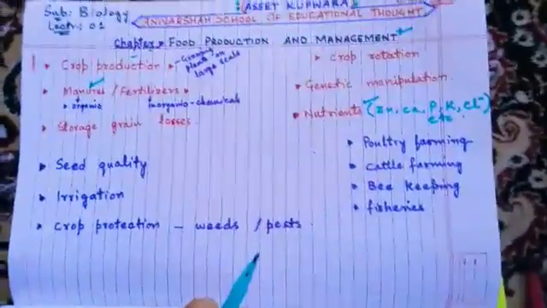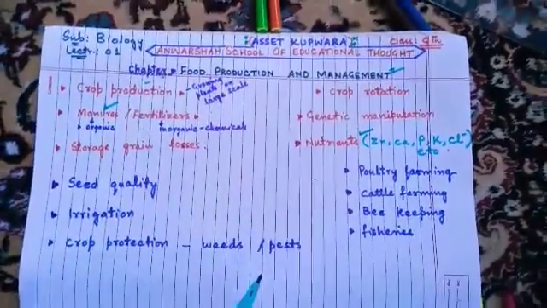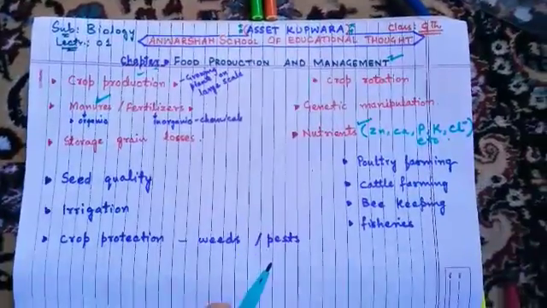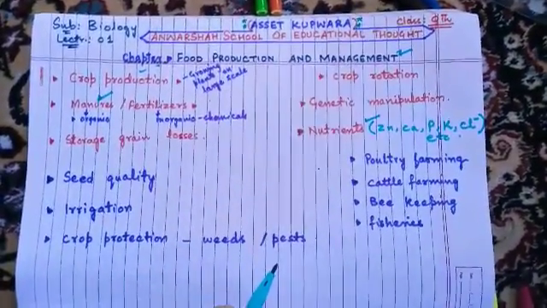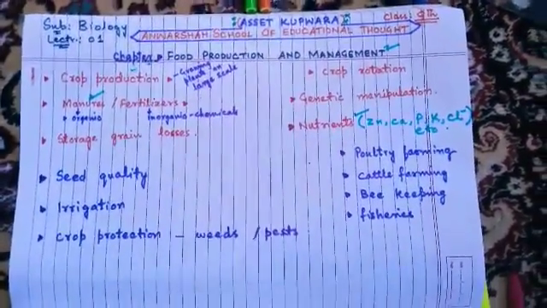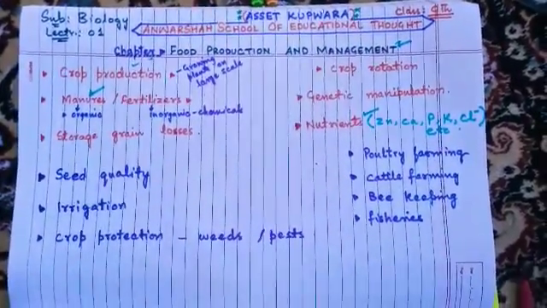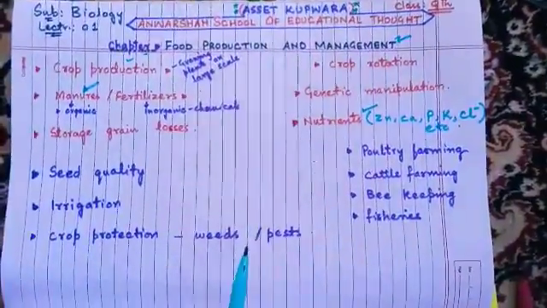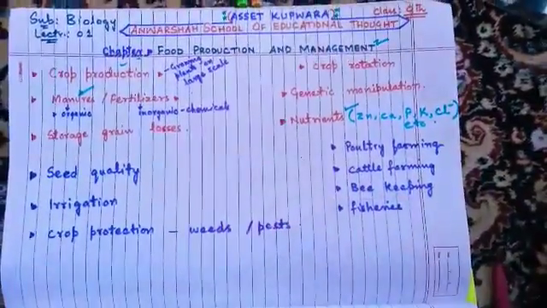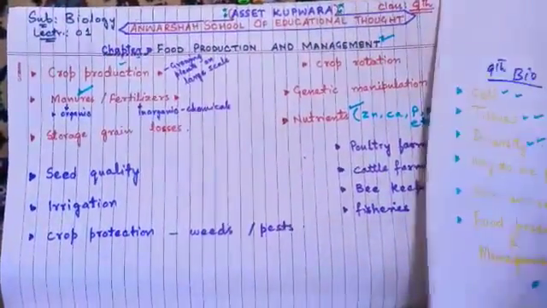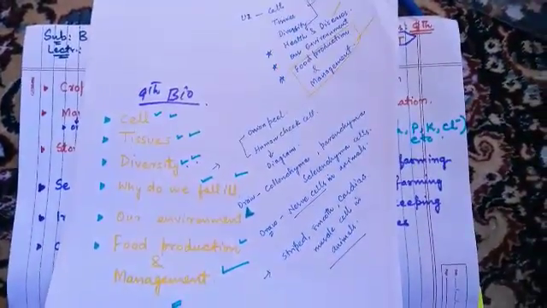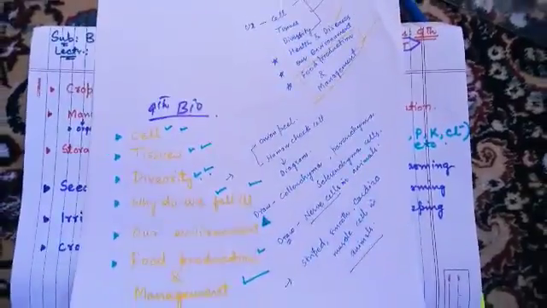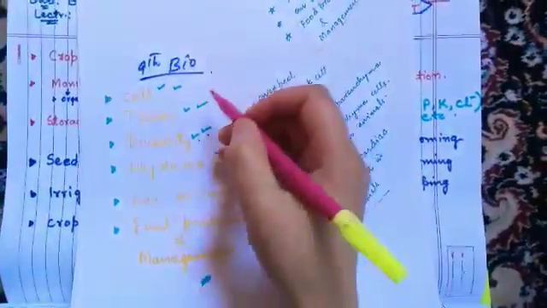You are warmly welcome to Asset Kupwara in the 9th biology class, and today we will take up a new chapter with the name Food Production and Management. Let me remind you about your syllabus, what we have learned till now and what we will learn in future.